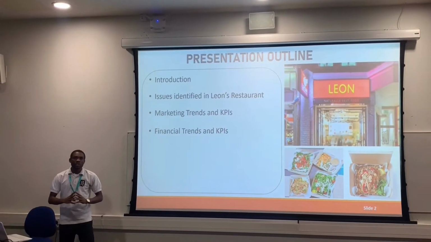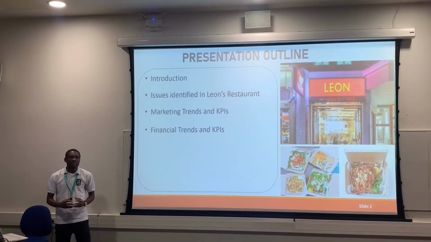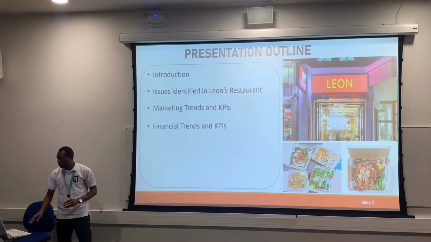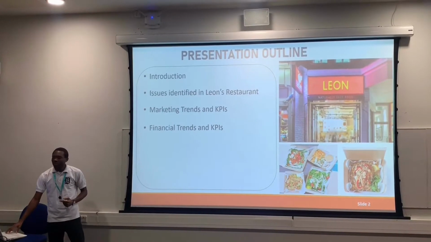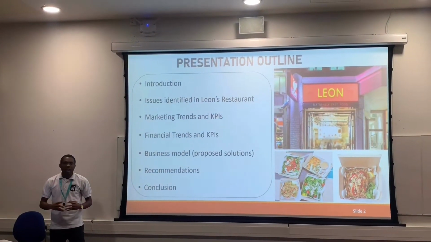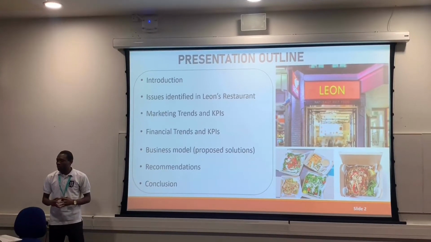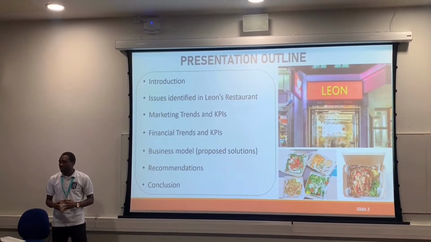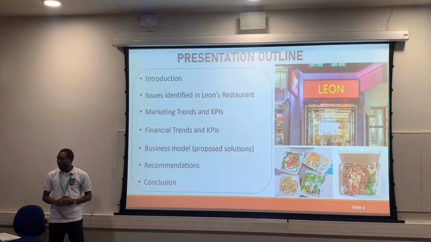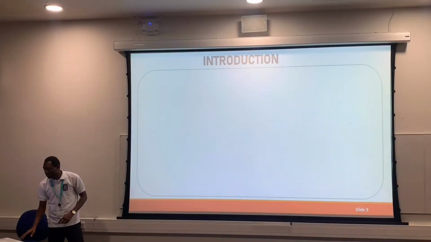For these two issues, we would also consider the trends and key performance indicators. With the key performance indicators, we'll be able to direct our proposals and recommend a model that we feel is going to address these two weaknesses in Leon's Restaurants. We'll give our recommendations and conclusions.